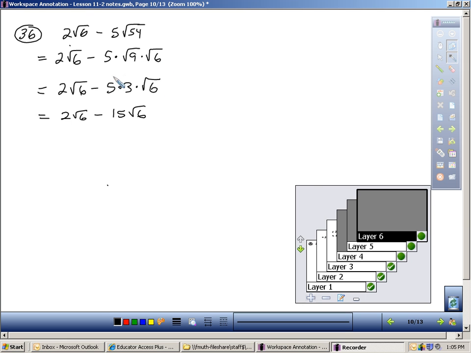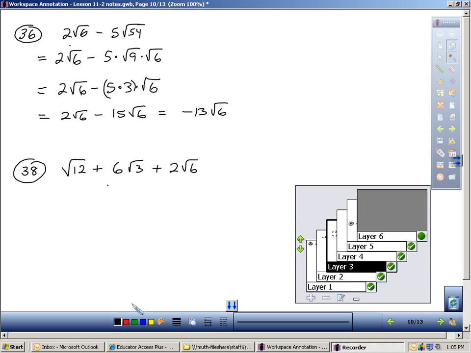And then the square root of 9 is actually a perfect square. That is 3. So I have 2 square root of 6 minus 5 times 3 times the square root of 6. And now what I can do is take that 5 times 3, multiply that together, and get 15. I now have 2 square root of 6 minus 15 square root of 6. Now that I have a like radical, I can actually subtract those, and I end up with negative 13 square root of 6.